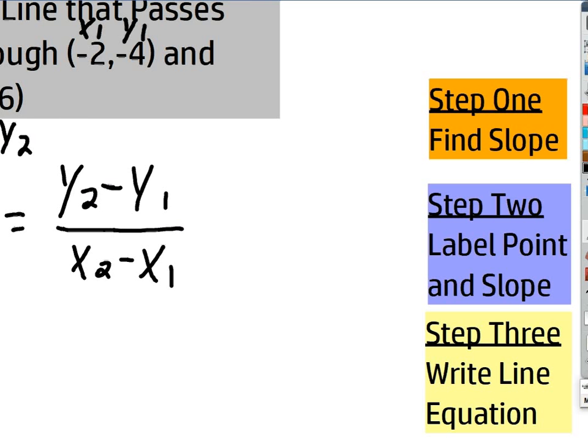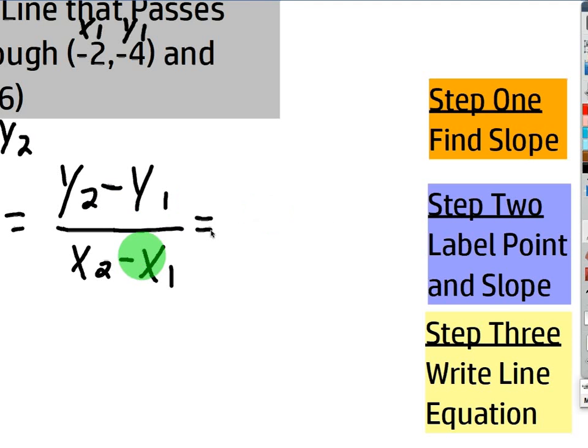Okay, let me differentiate between the two. I understand what you guys are saying. The equation for a line is y equals mx plus b. The equation for slope is y2 minus y1 over x2 minus x1. Why? Because it's the change in y over the change in x, which is rise over run. So yes, it is rise over run, okay? The y2 minus y1 is your rise. The x2 minus x1 is your run.